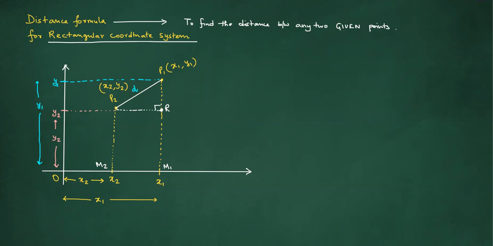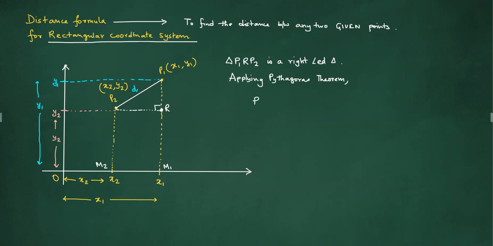So clearly from this we can say that triangle P1 R P2 is a right angled triangle, and everybody knows that famous theorem related to right angle triangles. What is that famous theorem? It is the Pythagoras theorem. So we can apply Pythagoras theorem. Applying Pythagoras theorem in this triangle, what are we going to get? We are going to get something of this sort.